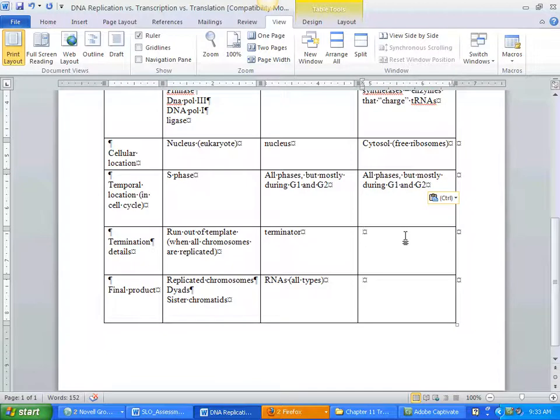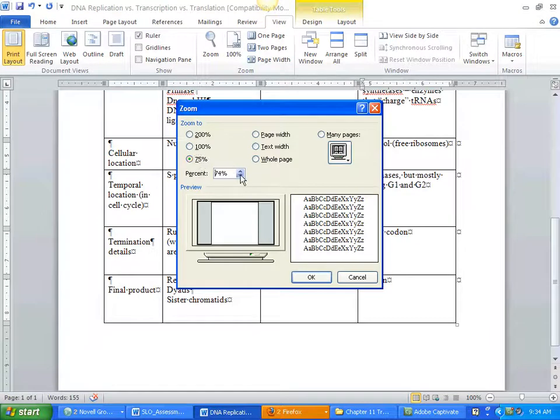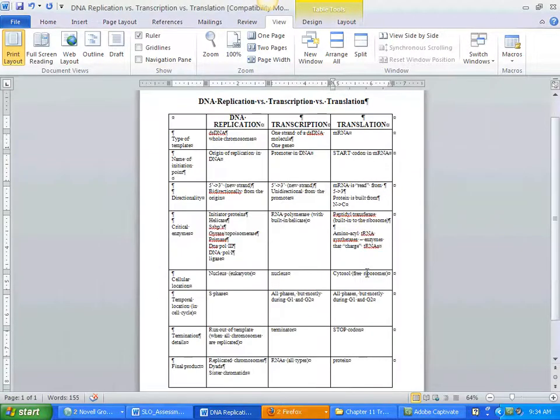Termination details. Why does translation stop? It's because it reaches a stop codon, which is also in the mRNA. That signals the stop of translation, and the final product is a protein. So that gives you an overview of, or a little side-by-side comparison of these processes. You can see, well, it's really small.